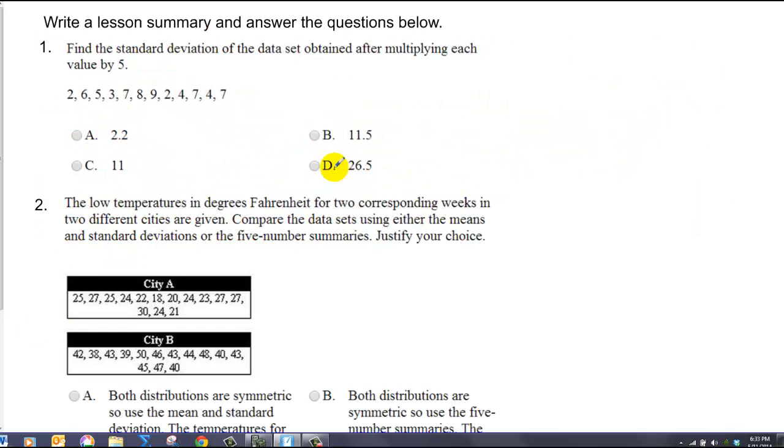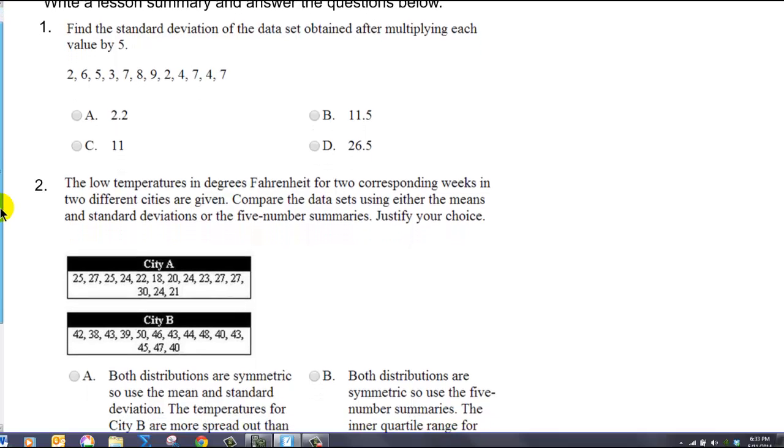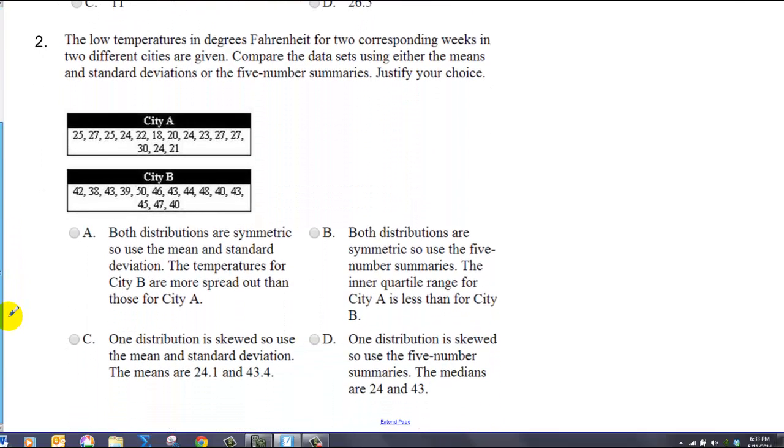Here are a couple of questions to answer based on what we did today. There's your first guy. Here's your second. Write your lesson summary, and we'll chat more tomorrow.